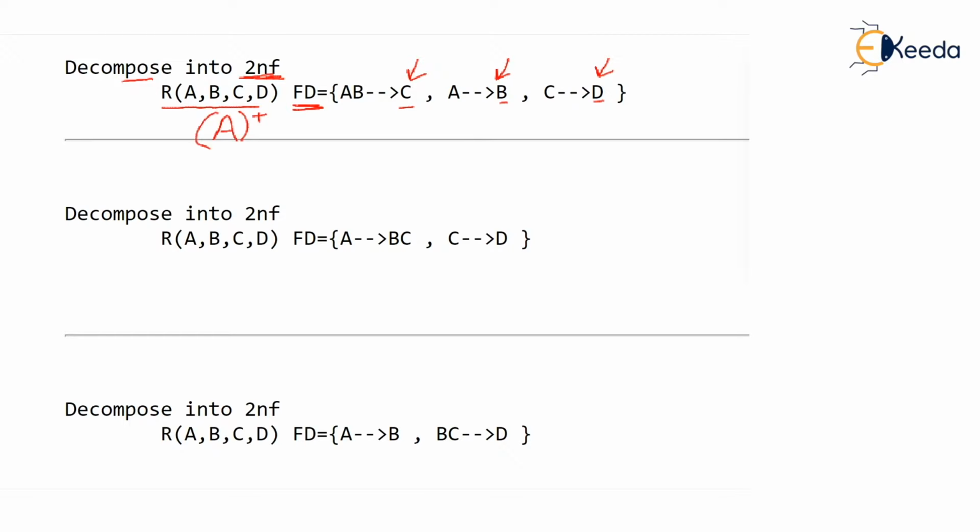A closure will contain A, and due to A, B will come in. As you see, A determines B. And then due to AB, which I am ticking, C will come in. And due to C determines D, which I am ticking, D will come in. So definitely A is the candidate key of the given table.